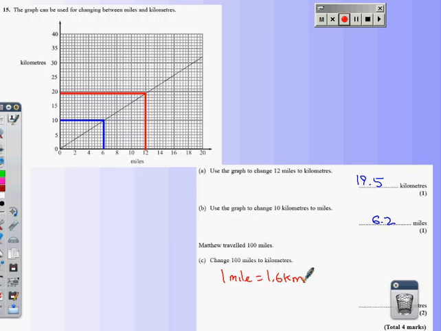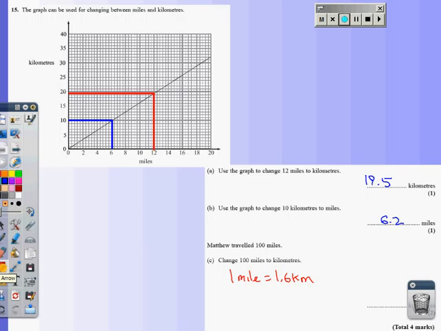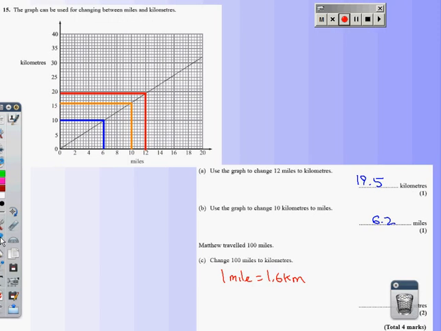also work this out by looking at where 10 miles is, because if you scroll up from 10 miles then you see we should get to about 16. So let's now come across to the right and it's just about 16. So if 1 mile is 1.6 kilometers, you could also infer from the graph that, well, 10 miles is equal to 16 kilometers, which we would have got if we'd known that fact in the first place.